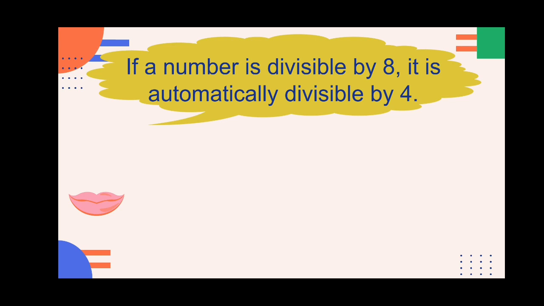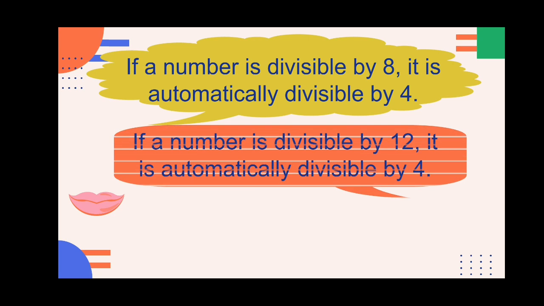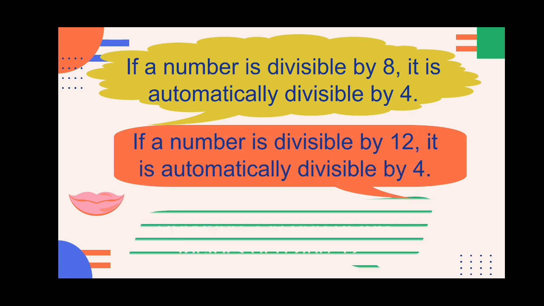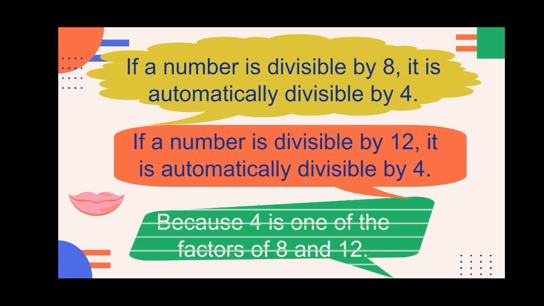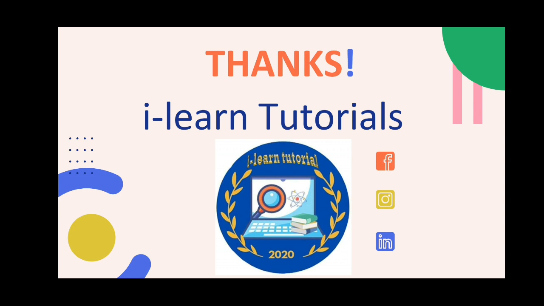If a number is divisible by 8, it is automatically divisible by 4. If a number is divisible by 12, it is automatically divisible by 4. So, mapapansin nyo doon sa last activity natin, kapag yung given number ay divisible by 8 or divisible by 12, divisible din siya by 4. Why do you think so? It's because 4 is one of the factors of 8 and 12. So that's all for the divisibility rules for 4, 8, 11, and 12.